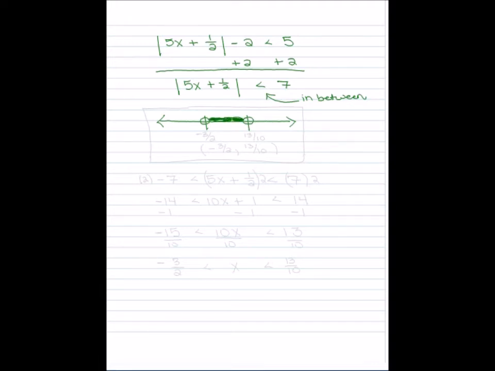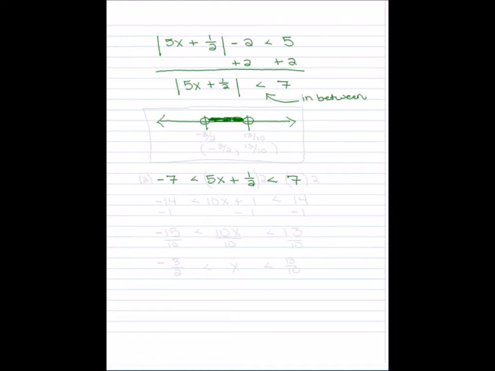The goal now is to figure out what those two numbers are going to be. So I'm going to take the value that's in my absolute value and put it in between negative 7 and 7. So the 5x plus 1/2 goes in the middle, and then I put negative 7 and 7.